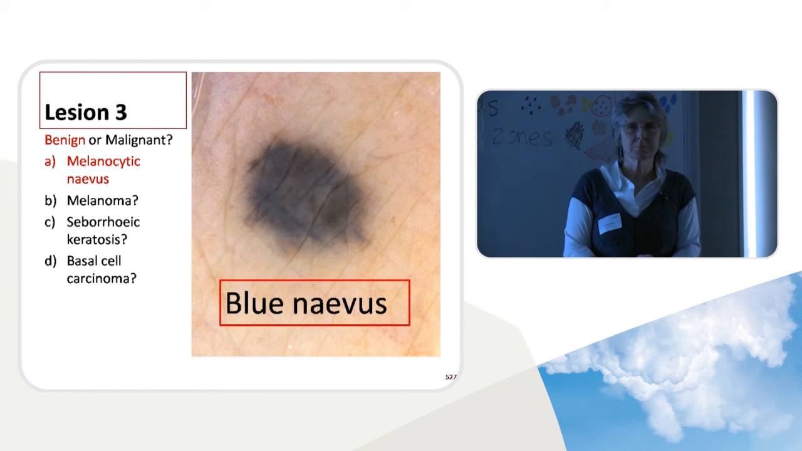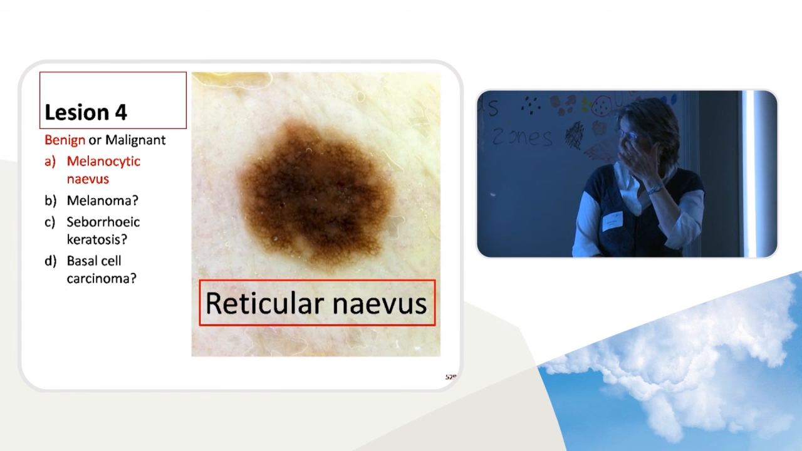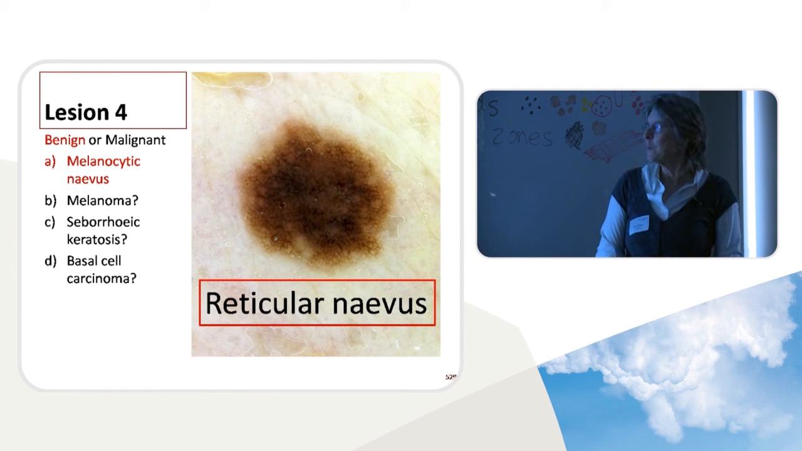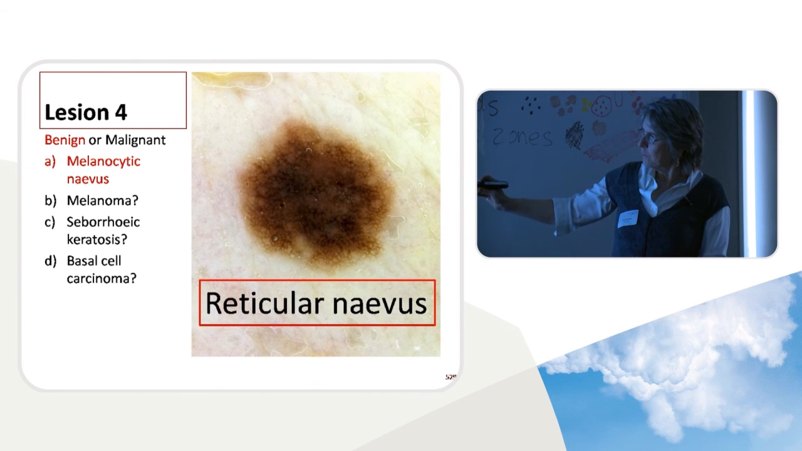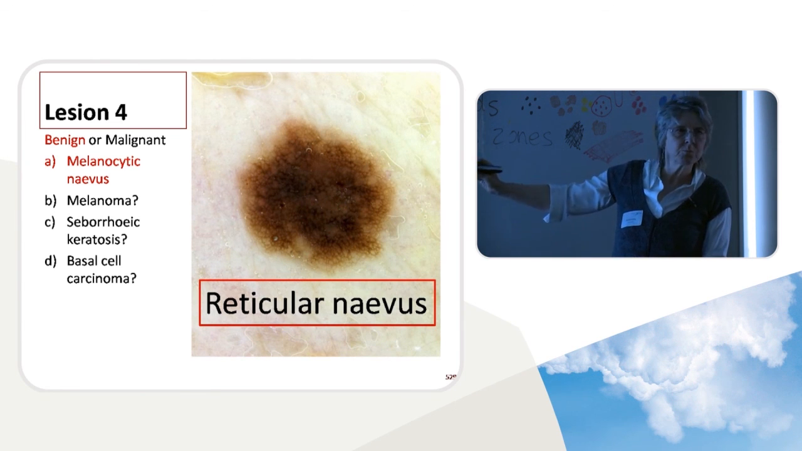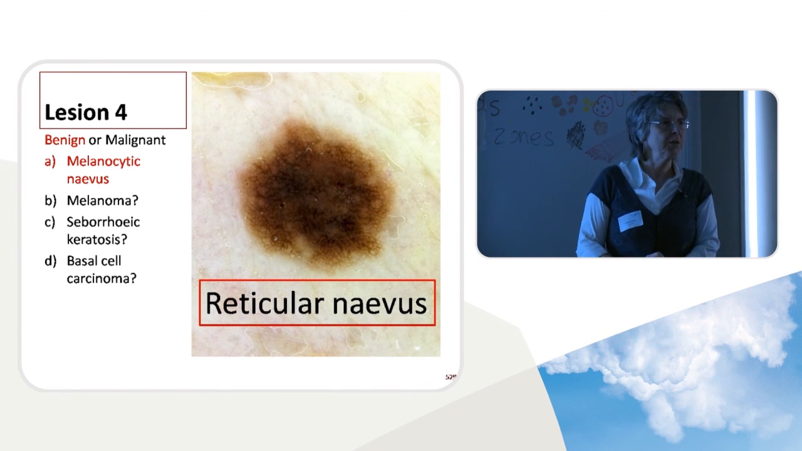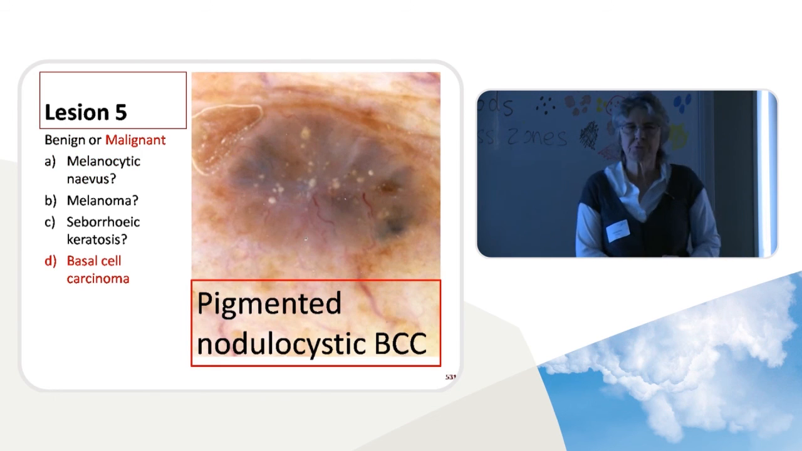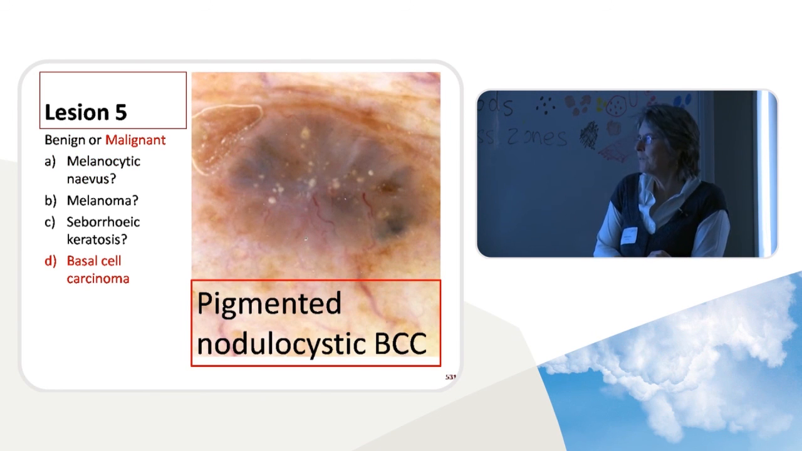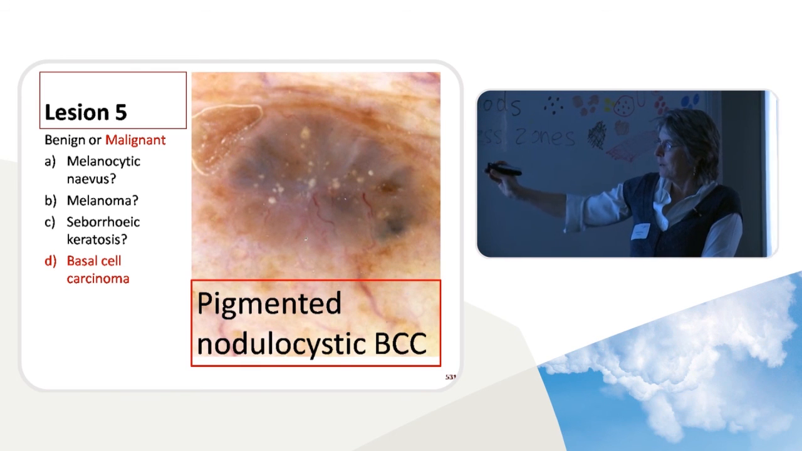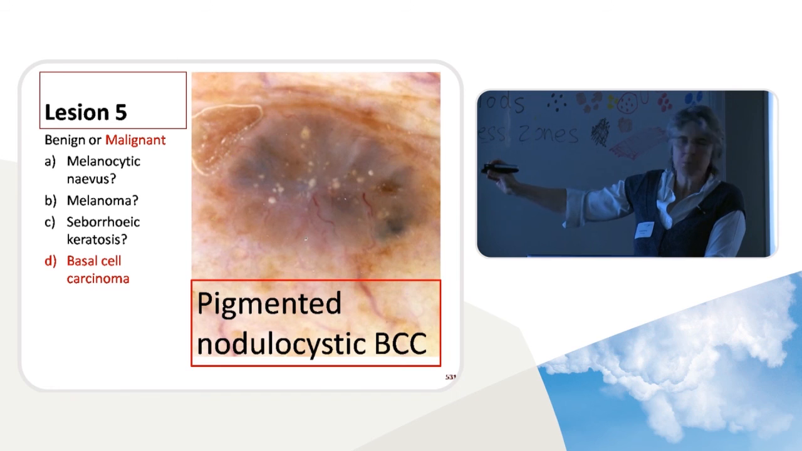3, blue nevus is A, benign melanocytic nevus. Good. Uniform structureless blue. Lesion 4, A, melanocytic nevus. It's a bit structureless in the middle, but it has that pigment network or reticular pattern around the edge. So it's got 2 patterns, the outside pattern and the inside pattern, and they're symmetrical, so it's benign. Lesion 5, basal cell carcinoma, D, because we have asymmetry of colour and structure, and we have branched, well, they're not all that branched, but thick red lines.